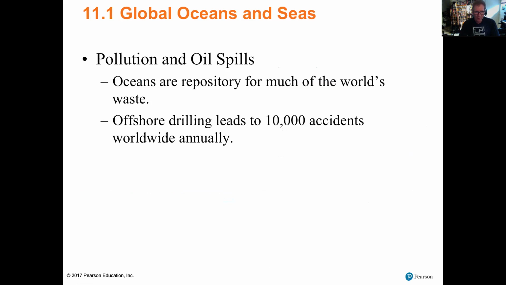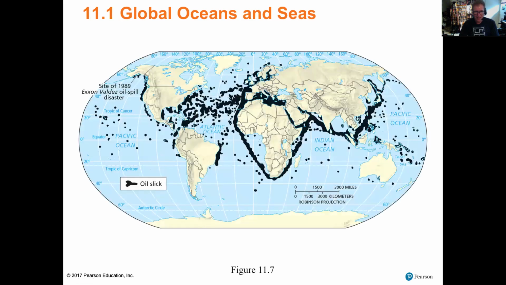We all know about, especially living on our coastline, pollution and oil spills. And again, a lot of accidents can damage that. Here's the map from the book. There'll be some questions on the test about this. And notice, Gulf of Mexico, all along our coastline here in California, and all around the world, we see these oil spills.